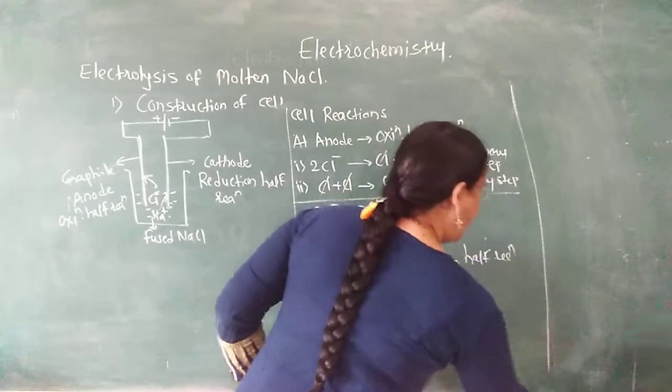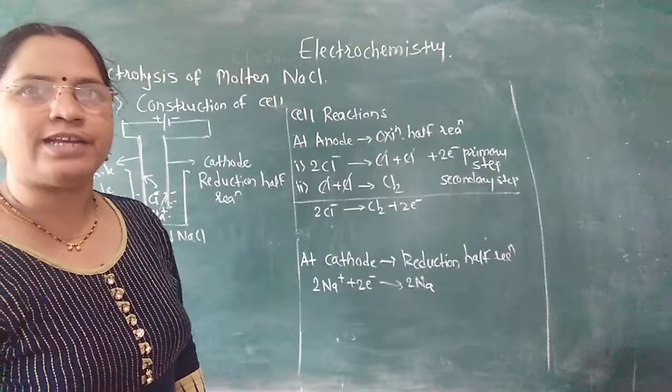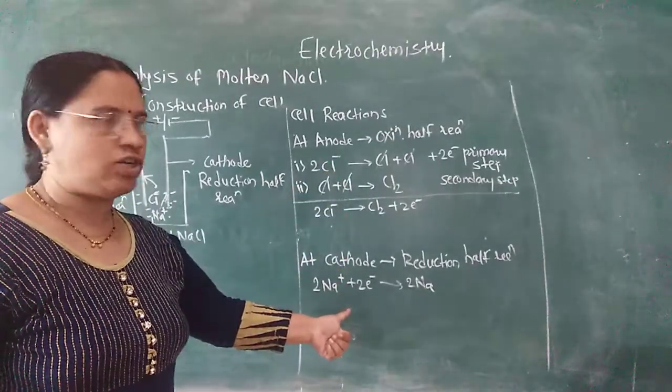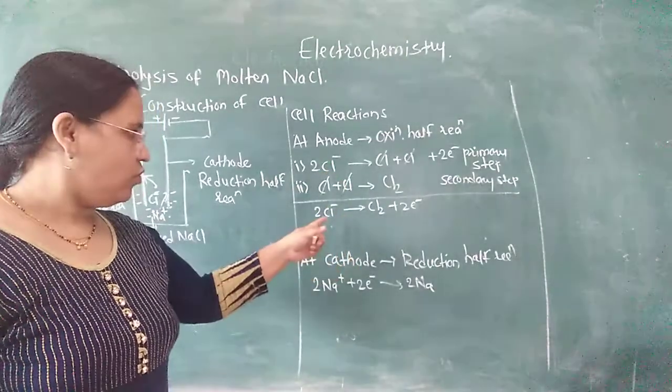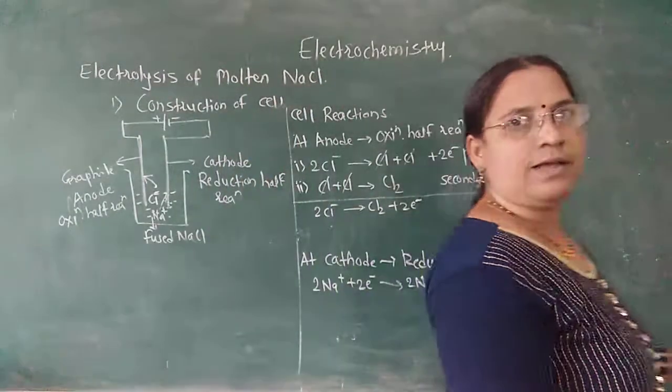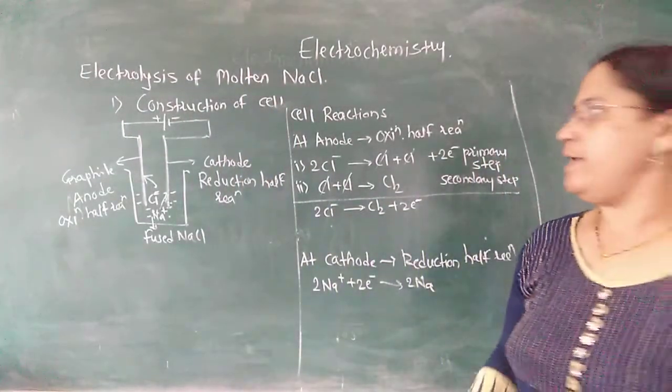Now, what is the overall reaction? The overall reaction is the addition of the oxidation half reaction and the reduction half reaction. If we add these two, first and second, I'll write over here, that is the overall reaction or net cell reaction.